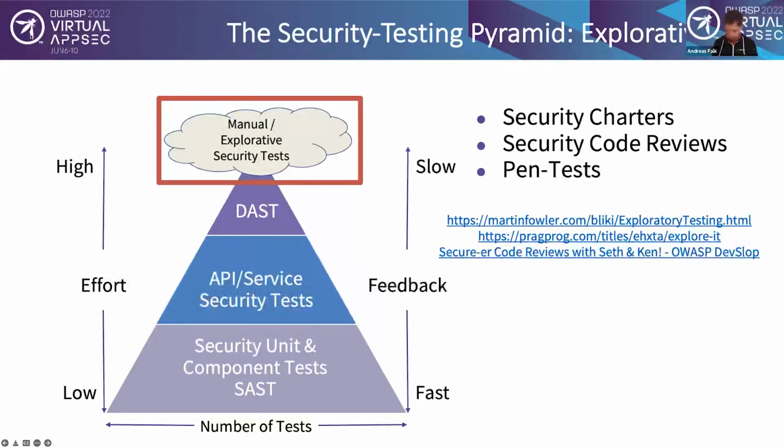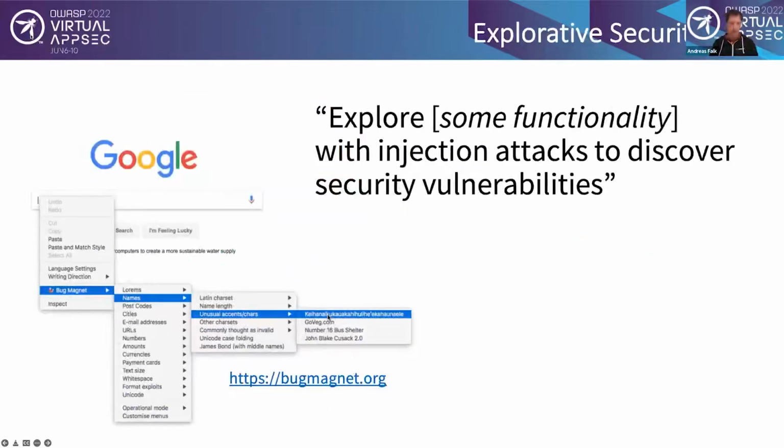And then clearly you also have the pen tests. So with explorative security tests, you just try to test some special functionality, like, for example, you want to test some special business functionality in your application for injection attacks.